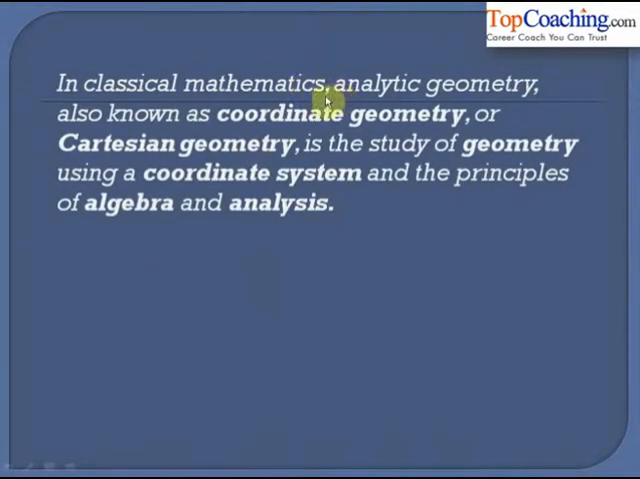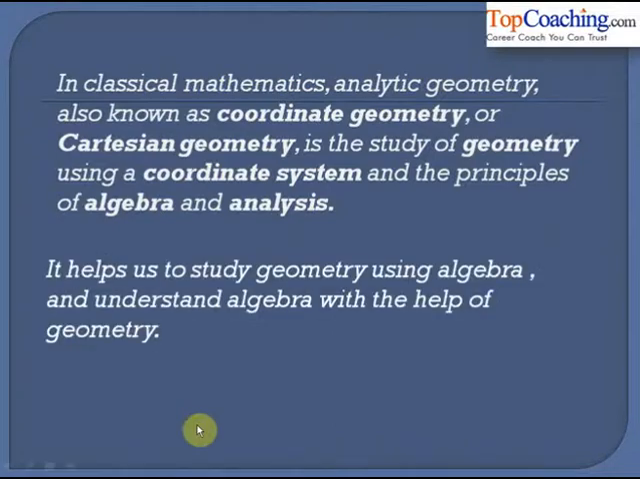In classical mathematics, analytic geometry, also known as coordinate geometry or Cartesian geometry, is the study of geometry using coordinate systems and the principles of algebra and analysis. This helps us to study geometry using algebra and understand algebra with the help of geometry. So we can say that coordinate geometry is the interface that helps us to understand geometry using algebra, or algebra using geometry. It acts as an intermediate between algebra and geometry, and this actually makes our work very easy.